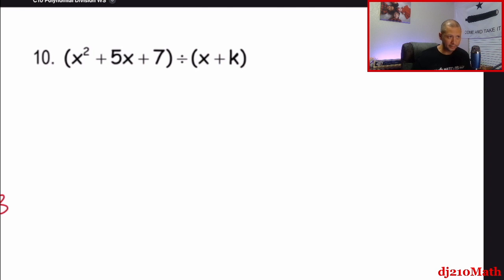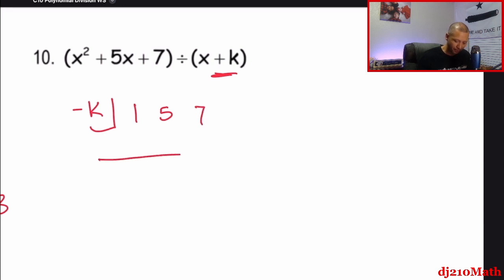All right. Number 10. x squared plus 5x plus 7 divided by x plus k. It's always the last one. So in the box is going to be the opposite of what's right here, so negative k. That's in the box. We want this to have a remainder of 3. So grabbing the coefficients, we have 1, 5, and then 7. We want a remainder of 3.